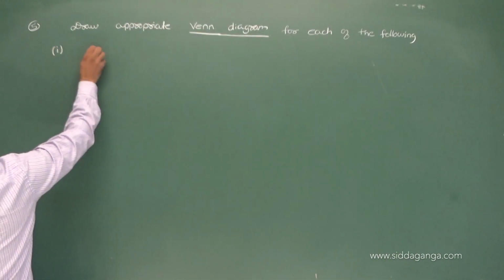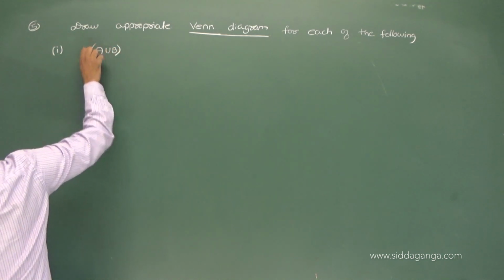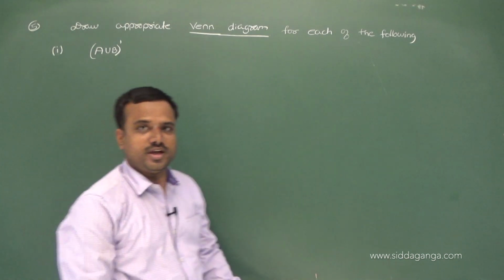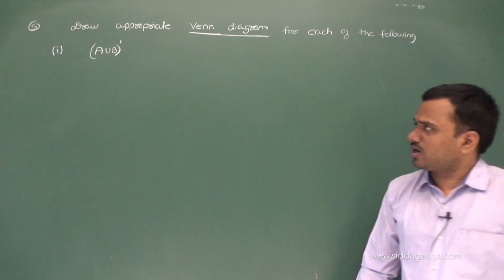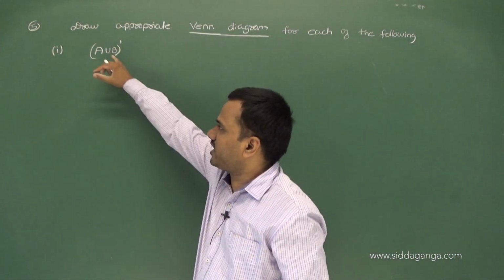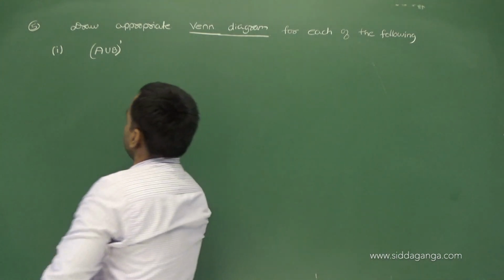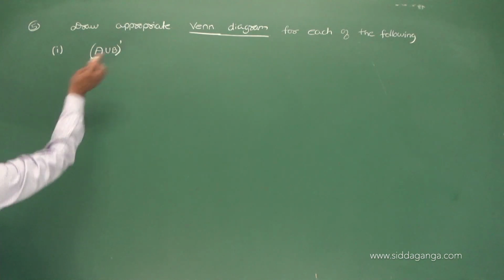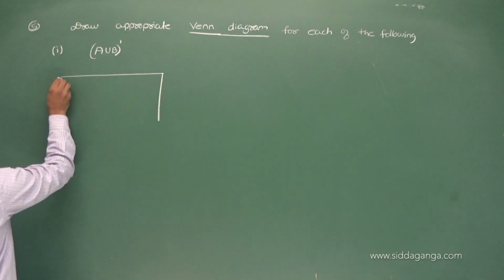First problem. (A union B)'. So draw the appropriate Venn diagram. What is the Venn diagram for (A union B)'? See the problem first. Firstly, I draw A union B.